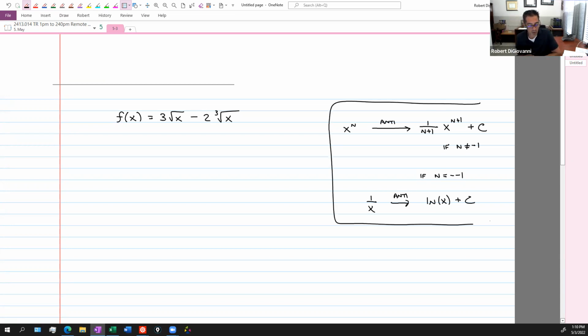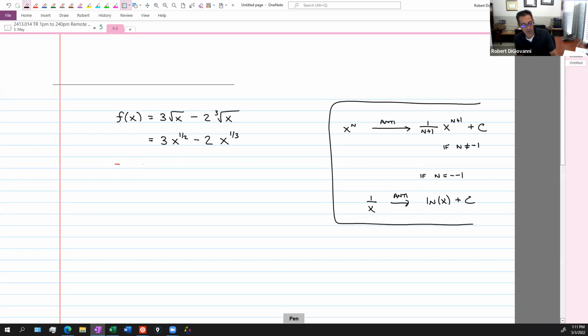So for this problem, we're trying to find the antiderivative. The notation I used in class was that we were trying to find capital F, all right? That's what we're trying to find. Now, in order for me to do this, I need to rewrite this with x's to a power. So I'm going to rewrite the square root of x as x to the 1/2, and the cube root of x as x to the 1/3. That's what it means to take the square root or the cube root. It's raising it to those fractional powers.